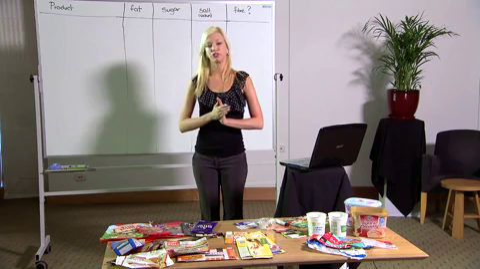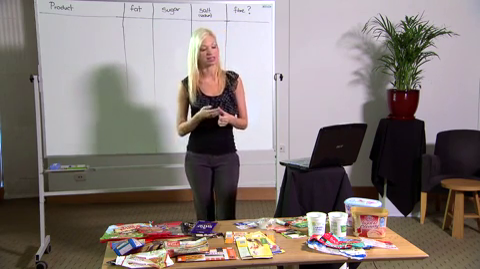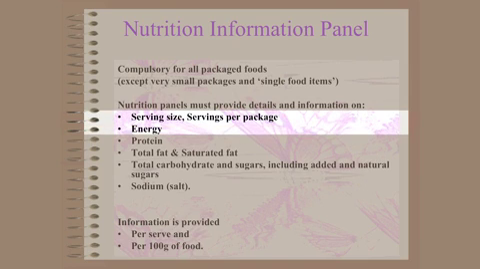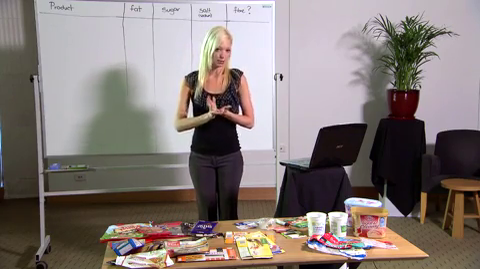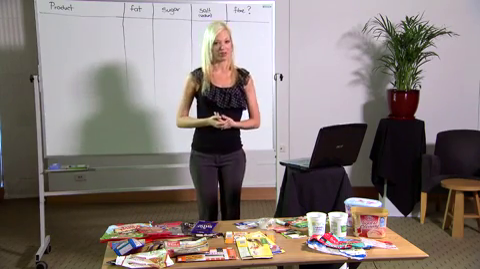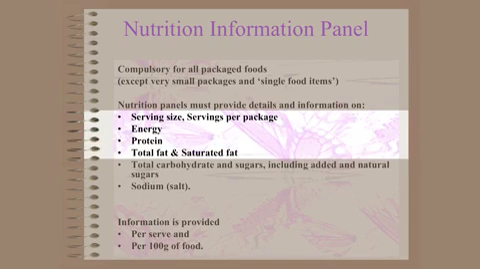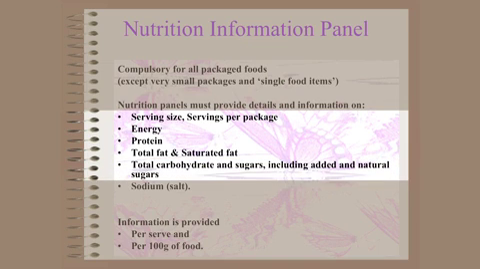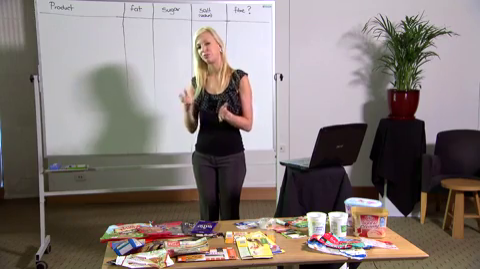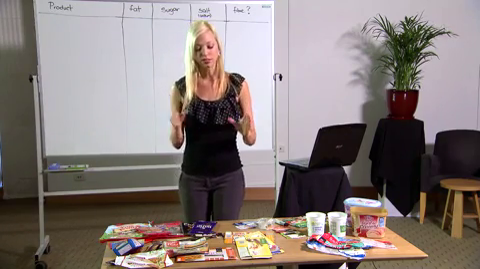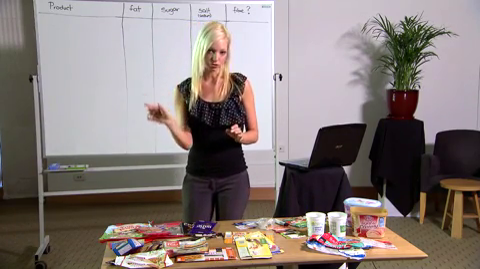So what we're looking for on the nutrition panel, they give us details on a whole range of different things. Serving size, how many serves we get per package. Energy, so energy is just all of the calories from all the different sources, all in one. So that's what energy means. It doesn't mean it's going to give you a lot or not very much energy physically. It's a bit of a different thing. Protein, total fat and saturated fat, total carbohydrate and sugars, including added and natural sugars, and sodium, which another name for sodium, as you probably already know now, is salt. We get this information provided to us per serve and per 100 grams.